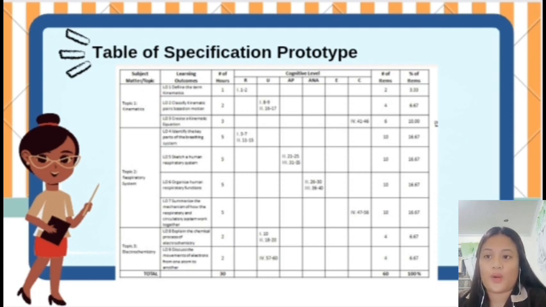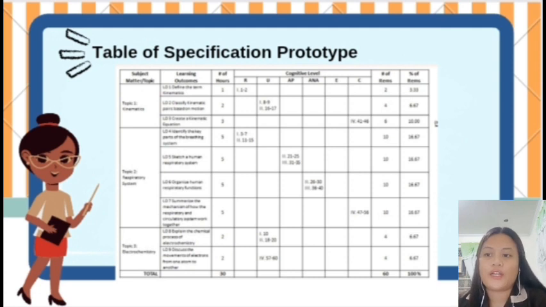And sa topic 1, under remembering, test 1, numbers 1 and 2, there are 2 items, di ba? Ayan, nakalagay dyan. Number of items, 2.